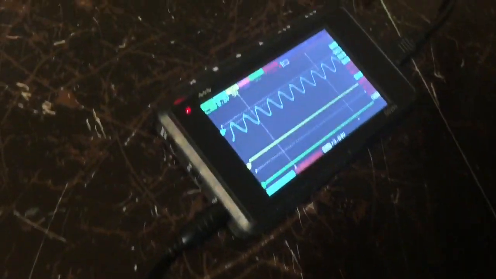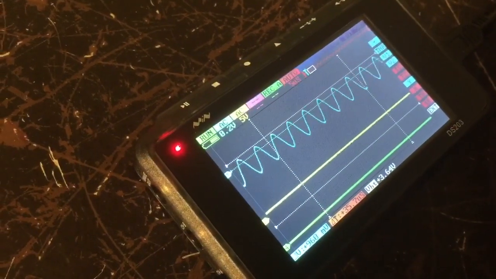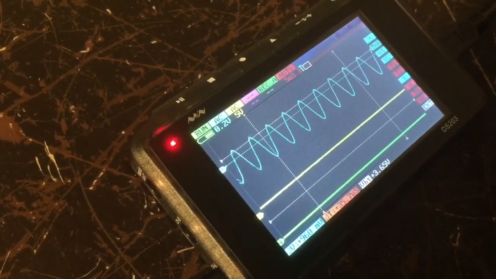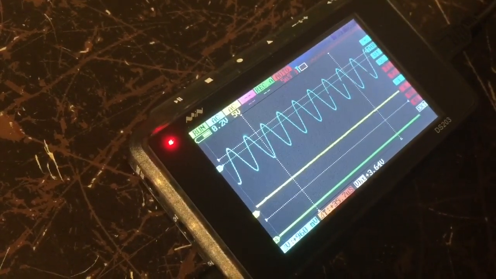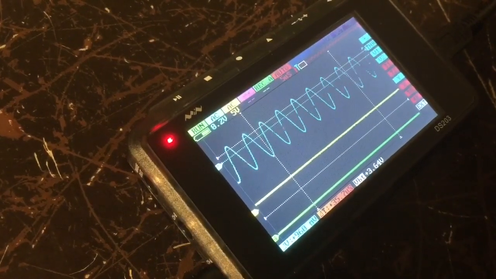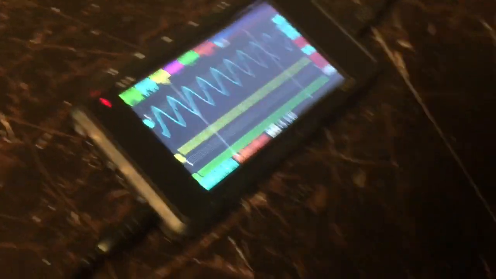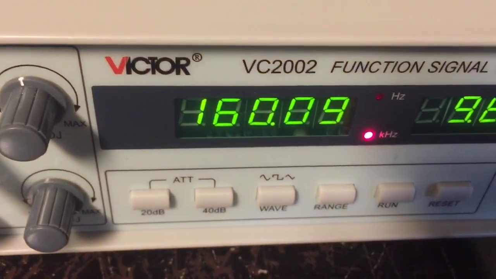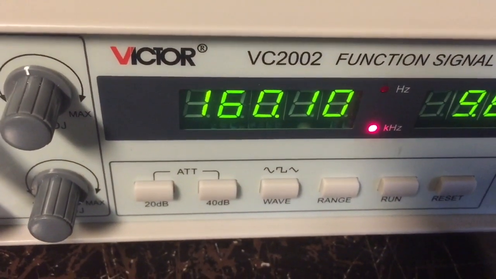See, now I've started to overshoot it. It's gone into hibernation mode. Hang on a sec. There you go. So let's do that again. It just hibernated on me. Maximum. And that maximum is centered on 160 kilohertz.